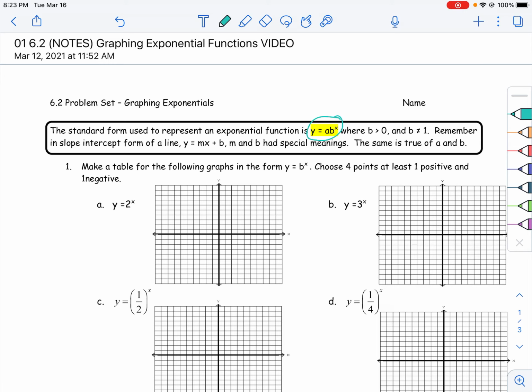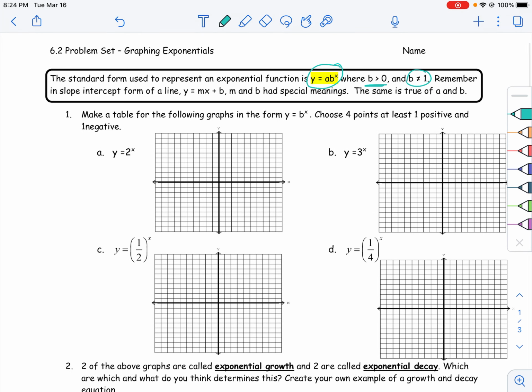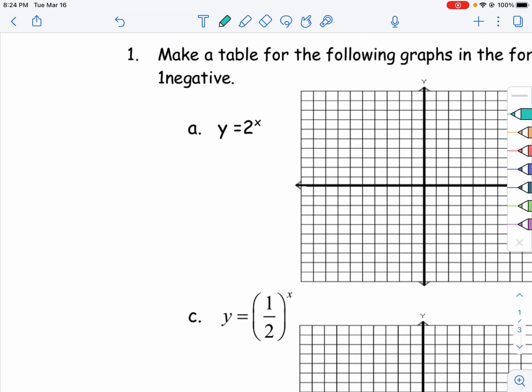Our b value always has to be bigger than 0, and b cannot be equal to 1. Remember, in slope-intercept form of a line, y equals mx plus b, m and b had special meanings. The same is true for a and b in this equation. So let's make a table for the following graphs that are in the form y equals b to the x. Choose 4 points, at least one positive and one negative.